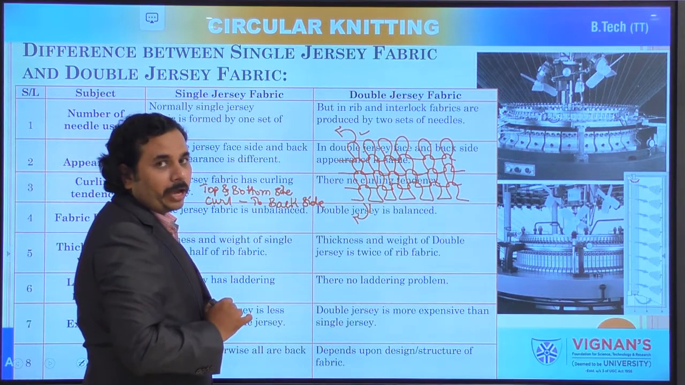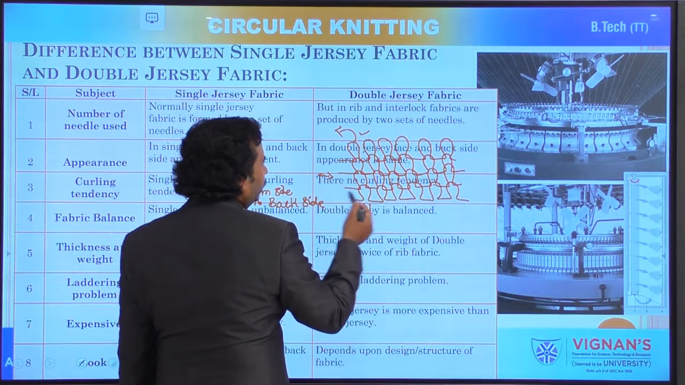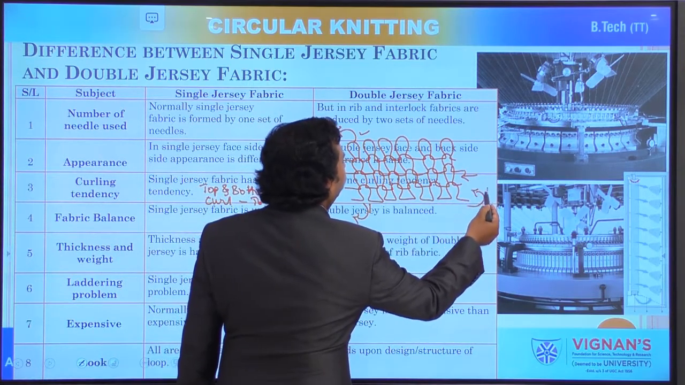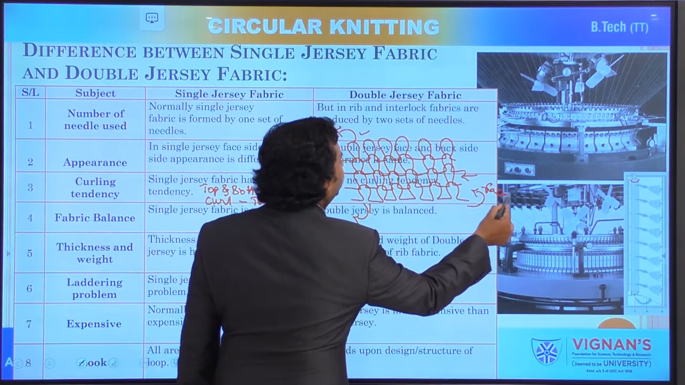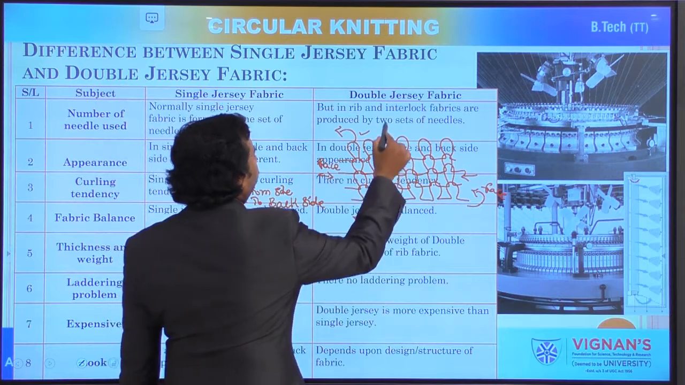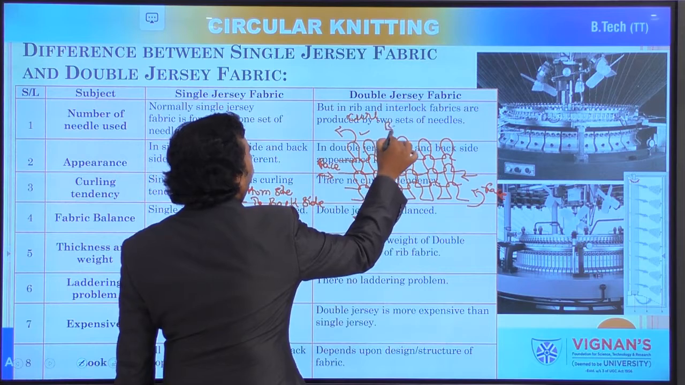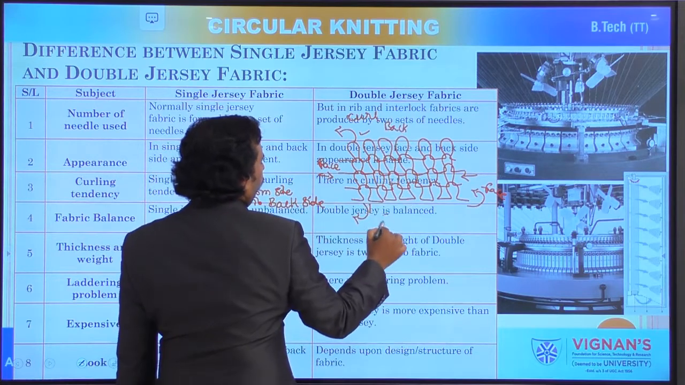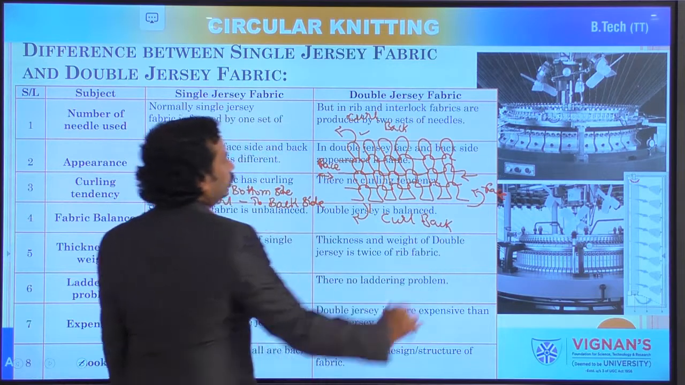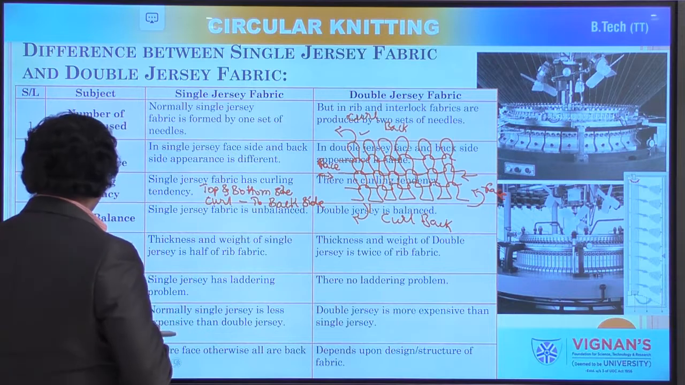And these sides, these sides and this side, are going to curl into the face direction. This is going to curl in the face and curl into back. So this is how the knitted fabric has a curling tendency.